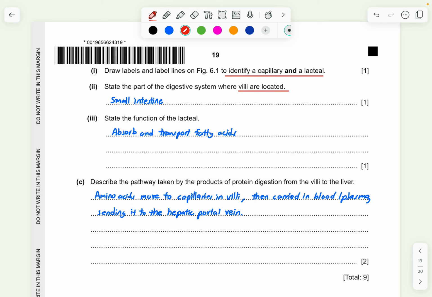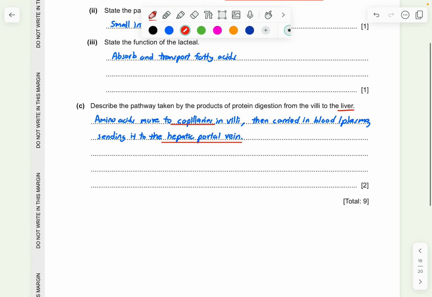So it's basically from the small intestine after proteins have been broken down into smaller pieces by enzymes, the trypsin, pepsin and many more. How is it going to go? Amino acids will move to the capillaries first. The capillaries will send them into the bloodstream already. And then most importantly, to the liver, it has to meet with the hepatic portal vein. This is the last site.